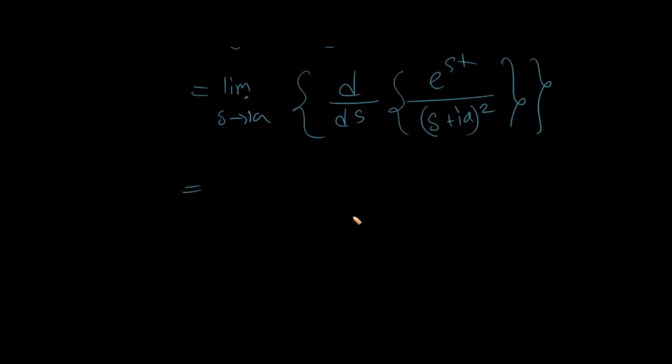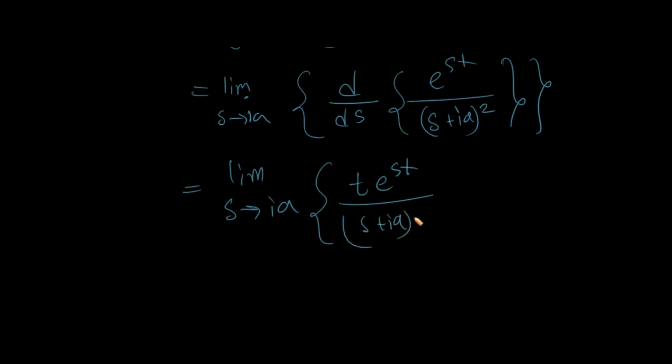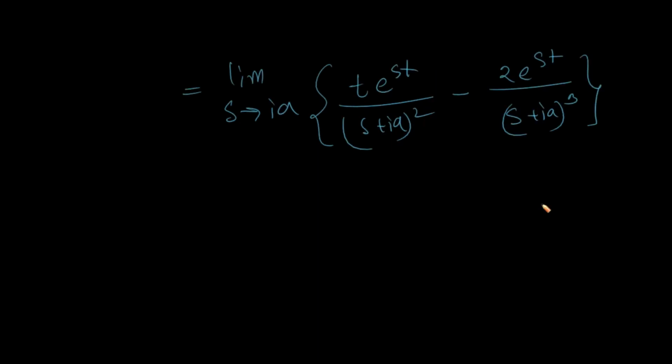And if you take the derivative, this will be limit s goes to ia. Let's use the product rule over here to save our lives. This will be t e to the power st by s plus ia whole squared minus 2 e to the power st by s plus ia whole cube, something like this. Now I can easily substitute the limit. That means if you evaluate the limit, you just have to substitute s equals ia. So let's do that.